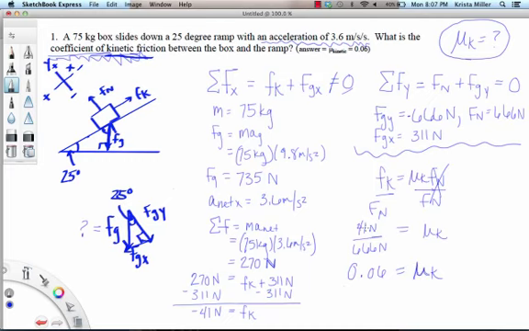And what that tells me is the coefficient of kinetic friction between the box and the ramp is 0.06. That's good. We shouldn't have a unit because our newtons should cancel out.